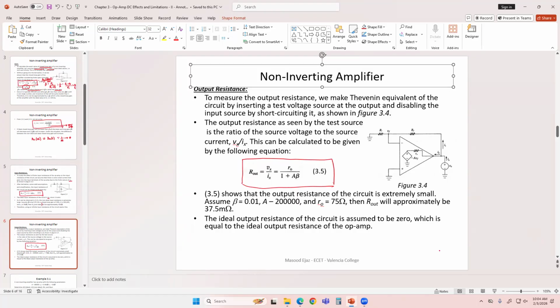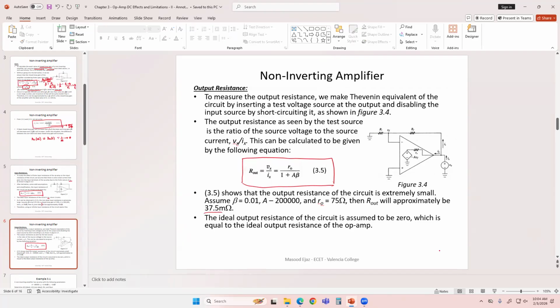So we're going to assume R out to be 75 ohm and calculate the output resistance, assuming again A to be 200,000 and beta to be 0.01 for a gain of 100. It is going to be approximately 37.5 milli ohm, or 0.0375. Again, you can see it is as close to 0 as possible. Therefore, no need to use that expression to calculate the output resistance of the circuit. The ideal resistance is perfectly fine for all calculations.